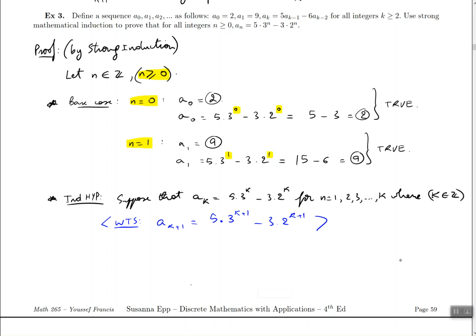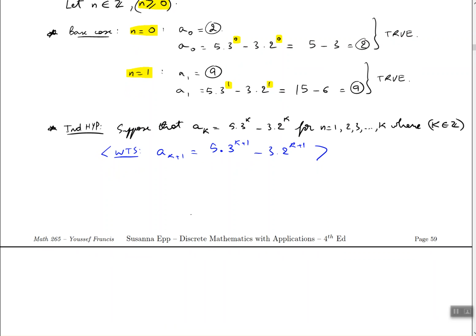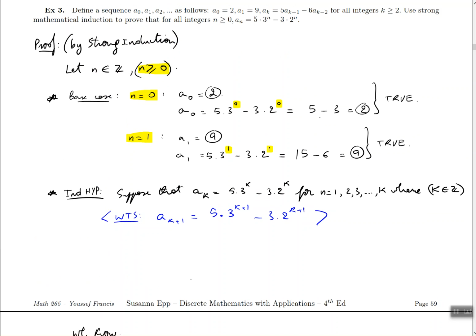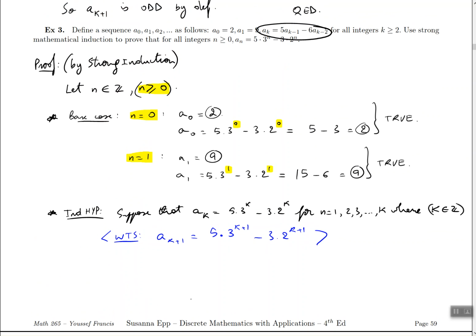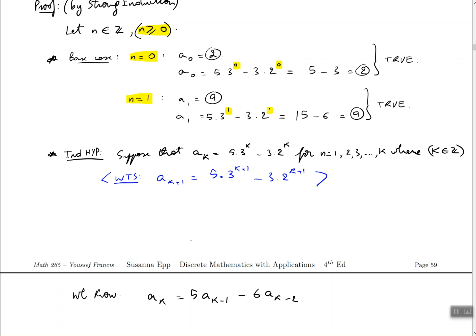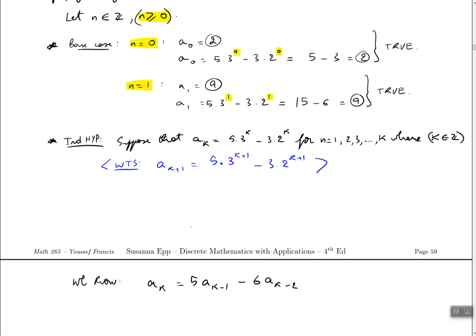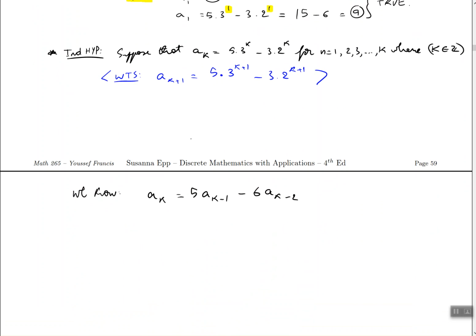So to prove this, we're going to do the same thing that we did previously in the last section. Basically, we're going to say we know that from the recursive formula, we have been told that ak is 5ak minus 1 minus 6ak minus 2. So this was given to us with the definition up here, and this works for every integer greater than or equal to 2. So it works for everything basically.